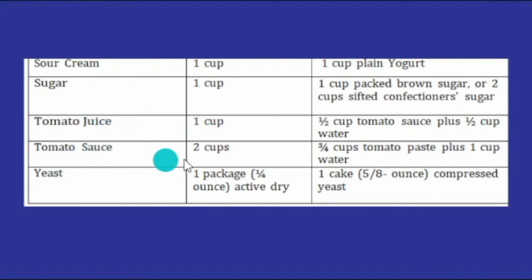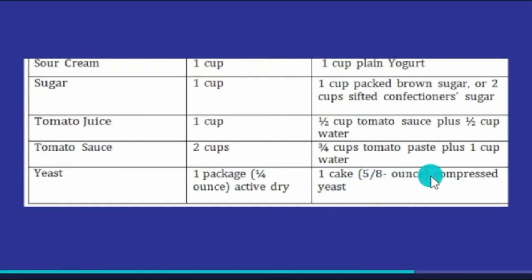If you want 2 cups of tomato sauce, you need 3/4 cup of tomato paste plus 1 cup of water. And if you need yeast for baking, you need 1 package or 1/4 ounce of active dry yeast. What you need to do is just have 5/8 ounce of compressed cake yeast.